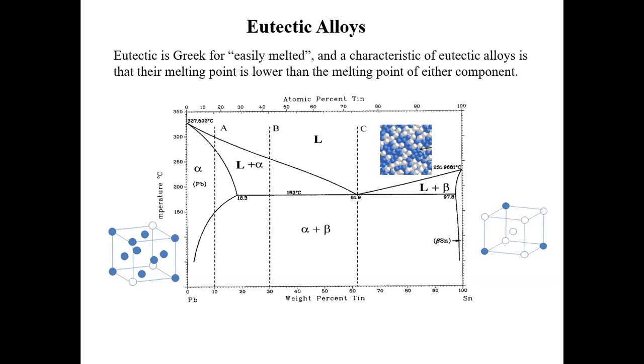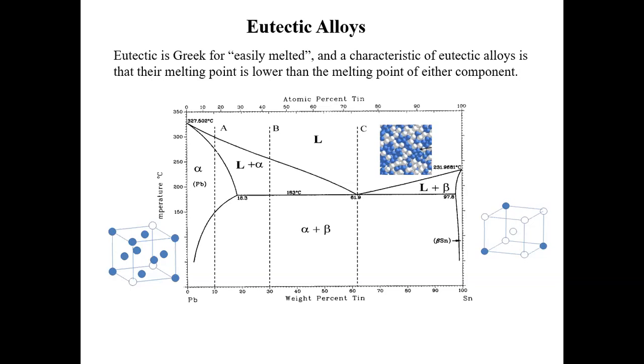Yes. Okay, so eutectic in Greek means lower, or easily melted. But why do we call this easily melted? What's the difference you see between this diagram and the one for germanium silicon? Because the melting point of the mixture, the melting point of the alloy, is lower than both the components, both the constituents.